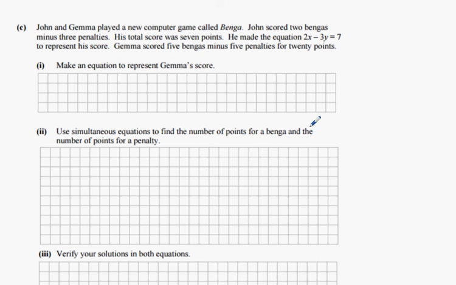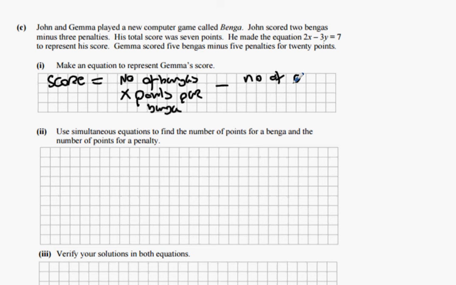Okay, can everybody agree that, just in English, your score is determined by the number of bengas you got multiplied by the points per benga? It's like wins versus losses or something like that. The number of bengas you get is like the number of goals you get. You get a certain amount of points for each goal. Would you agree with that? So the number of bengas you get multiplied by the points per benga. And then what do we have to take away from that score? The number of penalties multiplied by the points per penalty.